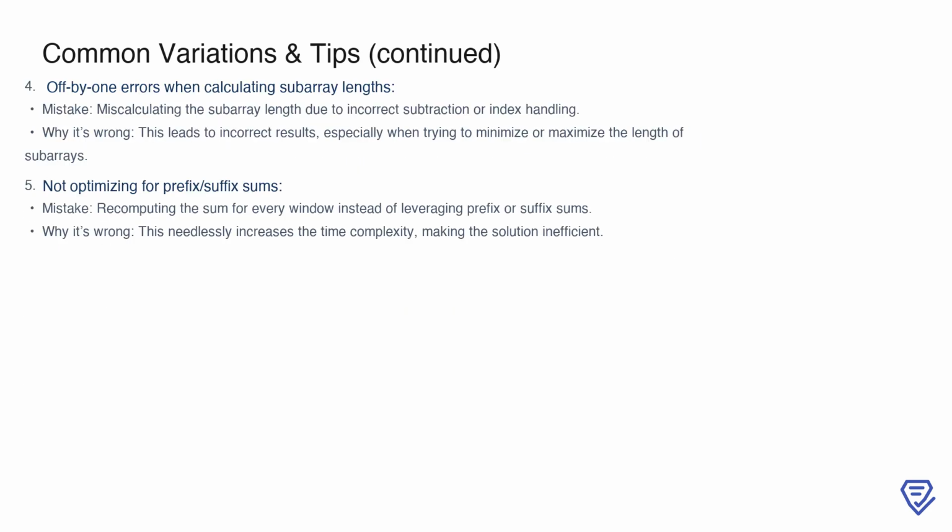Another frequent issue is off-by-one errors when calculating subarray lengths. These errors often arise from incorrect index handling or subtraction, which can lead to inaccurate results, particularly when minimizing or maximizing the subarray length.